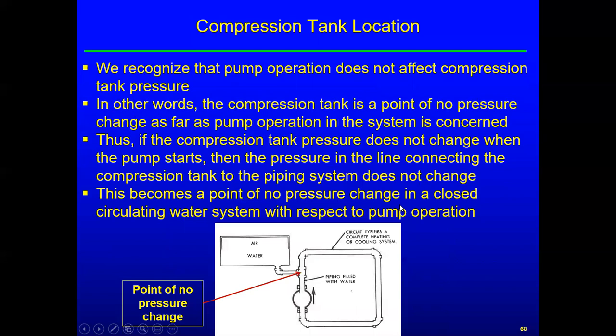Okay, we recognize that pump operation does not affect compression tank pressure. In other words, the compression tank is a point of no pressure change as far as pump operation in the system is concerned. Thus, if the compression tank pressure does not change when the pump starts, then the pressure in the line connecting the compression tank to the piping system does change. So this becomes the point of no pressure change in a closed circulating water system with respect to pump operation.